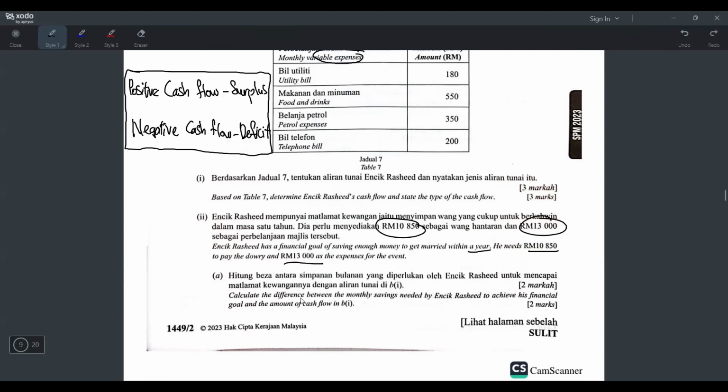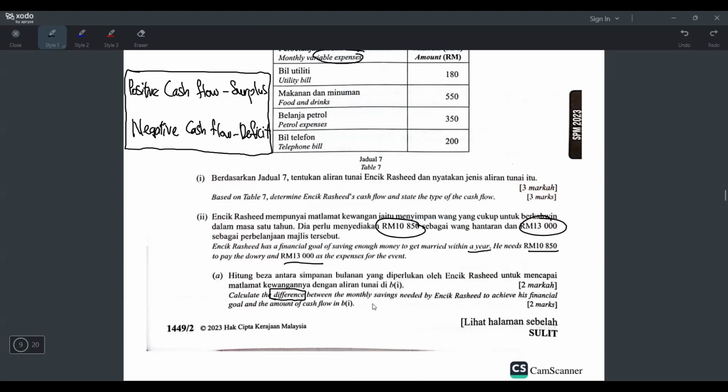So A, calculate the difference between monthly savings needed by Encik Rashid to achieve his financial goal and the amount of cash flow in B1. So the keyword here is difference, right? So kalau dia nak cari difference means nak cari beza lah. Beza means kena ambil besar tolak kecil, right? Besar tolak kecil.